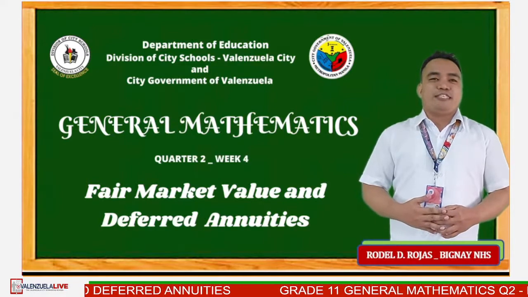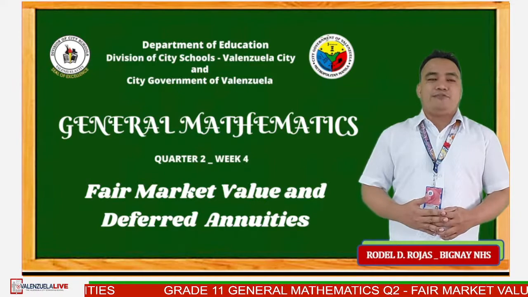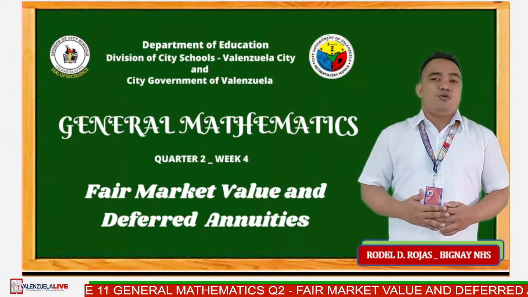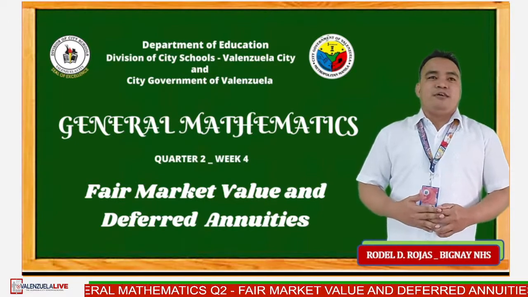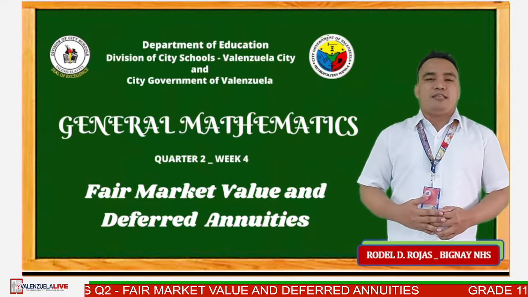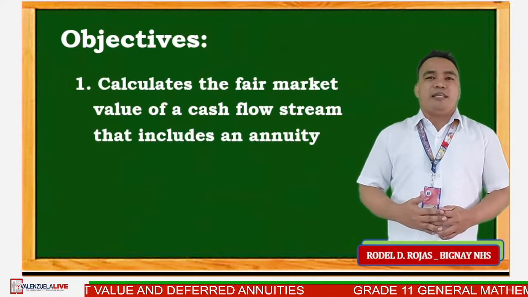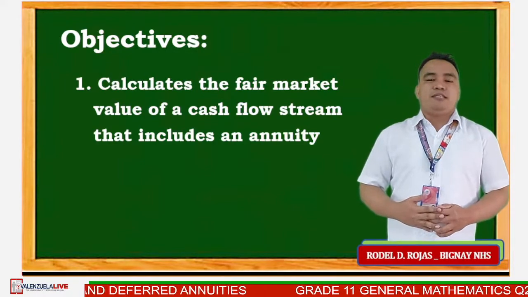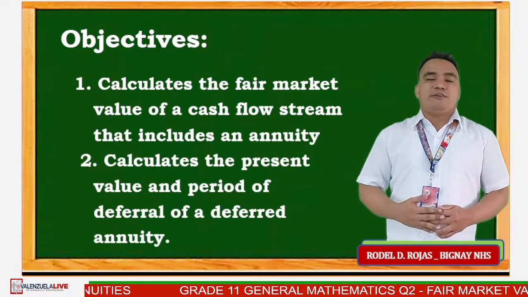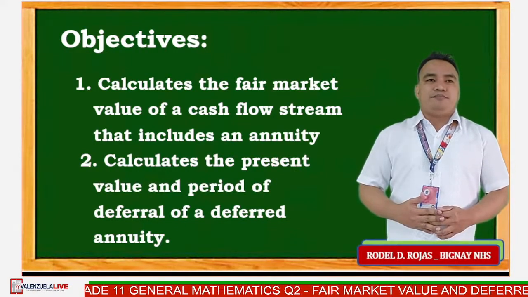Now we're going to discuss Lesson 4 of Quarter 2 entitled Fair Market Value and Deferred Annuities. It is actually the continuation of the topic last week, which is annuity. For our learning objectives, at the end of our session, it is expected that you will be able to, number 1, calculate the fair market value of a cash flow stream that includes an annuity, and number 2, calculate the present value and period of deferral of a deferred annuity.